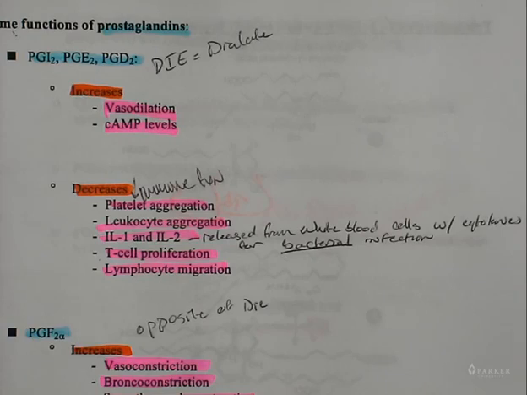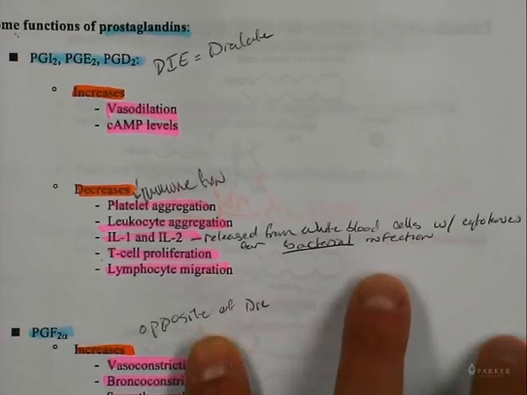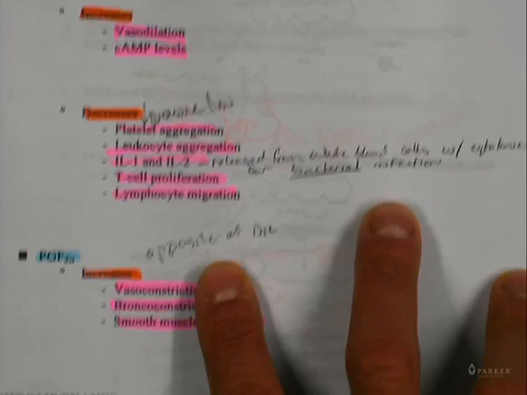So what you need to remember about PGDIE is they cause vasodilation, DIE, dilation. They increase cAMP levels because they use G-protein coupled receptors, and they decrease immunity in general. Anything he asks you about immunity, it's decreased by PG DIE, because PG DIE makes you die. It decreases your immune function and dilates you.